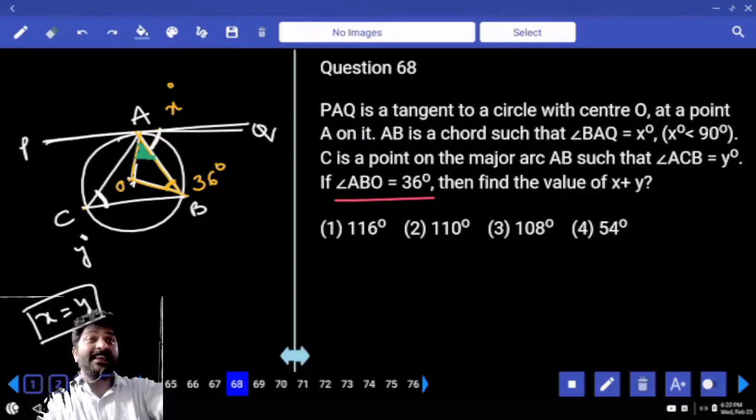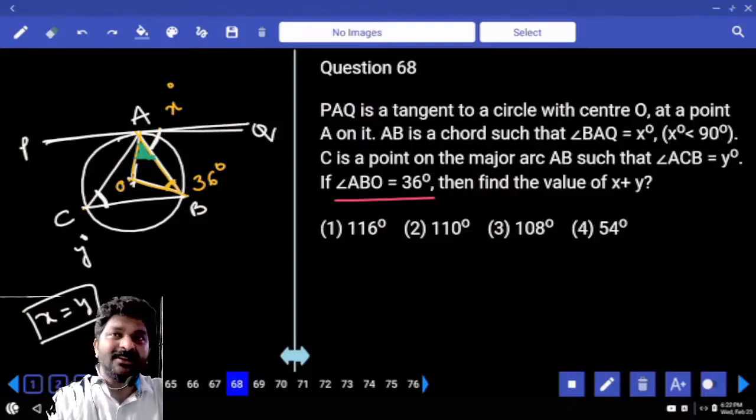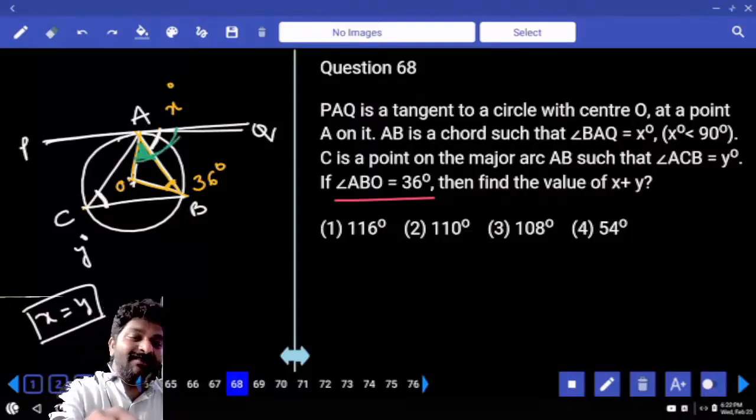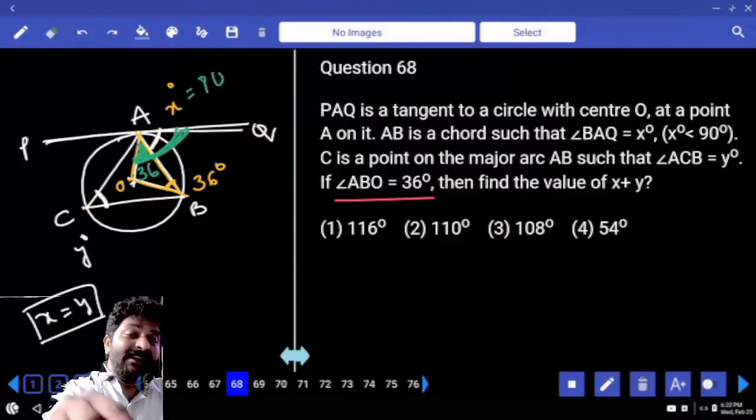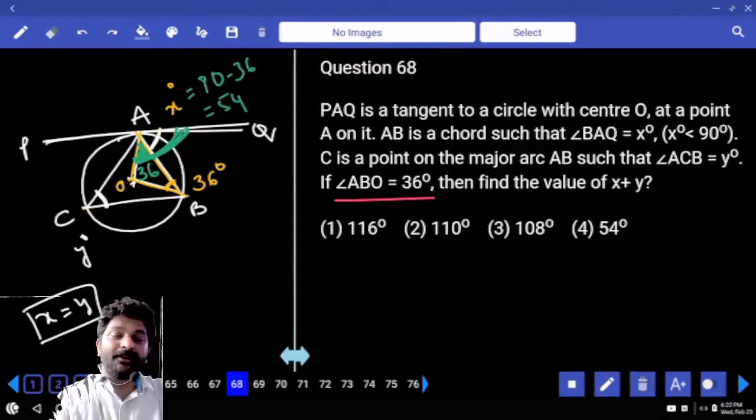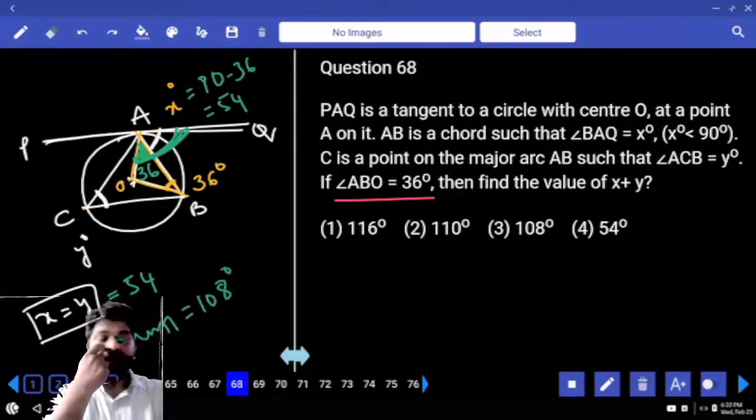Tangent to the radius makes an angle of 90 degrees only. So this angle must be 90. Out of that, 36 is already mentioned. Then x degrees is equal to 90 minus 36, which is equal to 54. If x is equal to 54, y is also equal to 54, and we were asked to calculate the sum. Sum is equal to 108 degrees.